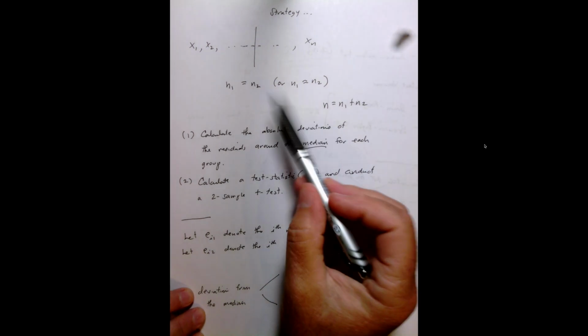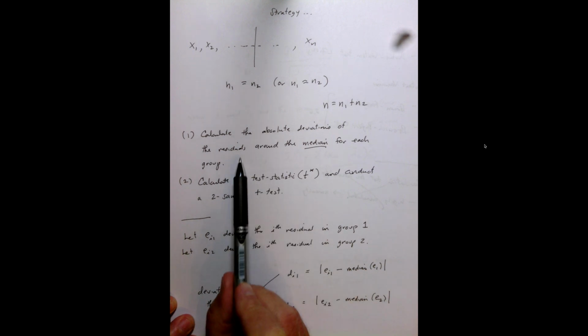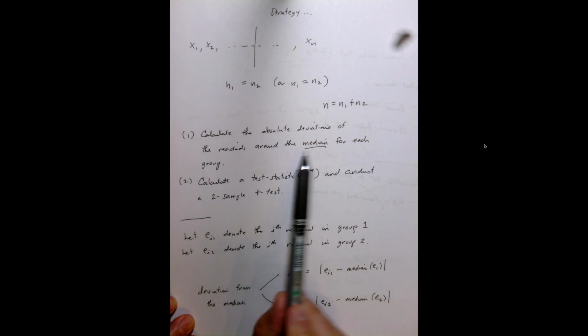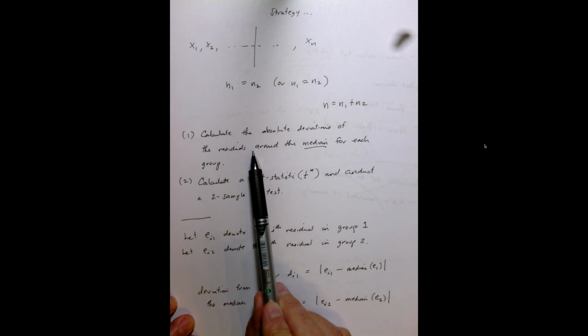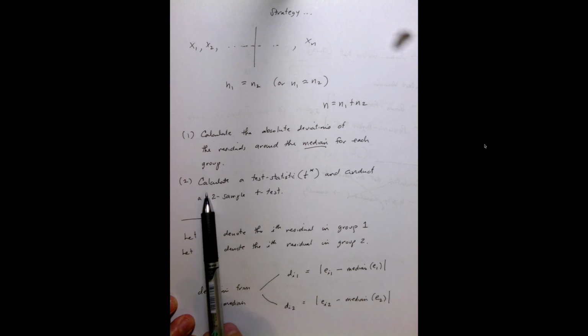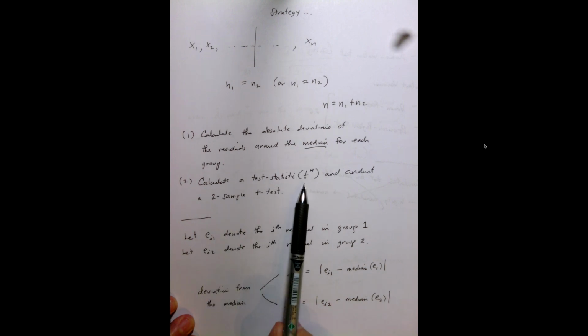So once we make this division, again, trying to get n1 and n2 pretty close, we calculate the absolute deviations of the residuals around the median for each group. All right, so it's the median of each group of residuals, not the grand median. We calculate a test statistic, which I'll give you in just a second, conduct a 2-sample t-test, and of course if we get a statistically significant result, we cannot conclude constant error variance. And I'll write that up much more clearly, I think, on the next page.